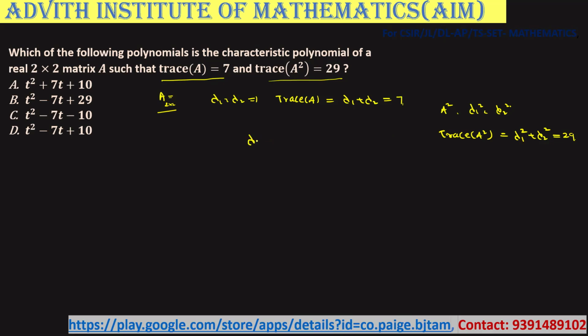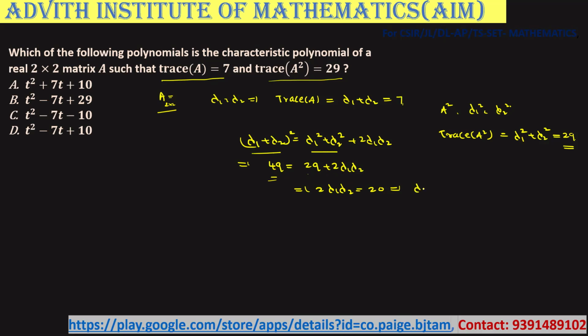Before going to find that, lambda 1 plus lambda 2 whole square is equal to lambda 1 square plus lambda 2 square plus 2 lambda 1 lambda 2, right? But we know that the sum of these two is equal to 7. So 7 square is nothing but 49, which is equal to lambda 1 square plus lambda 2 square, which is 29, plus 2 into lambda 1 lambda 2. Which implies 2 lambda 1 lambda 2 is equal to 49 minus 29, which is equal to 20. So dividing by 2, you will get lambda 1 lambda 2 is equal to 10. 20 by 2 is equal to 10.